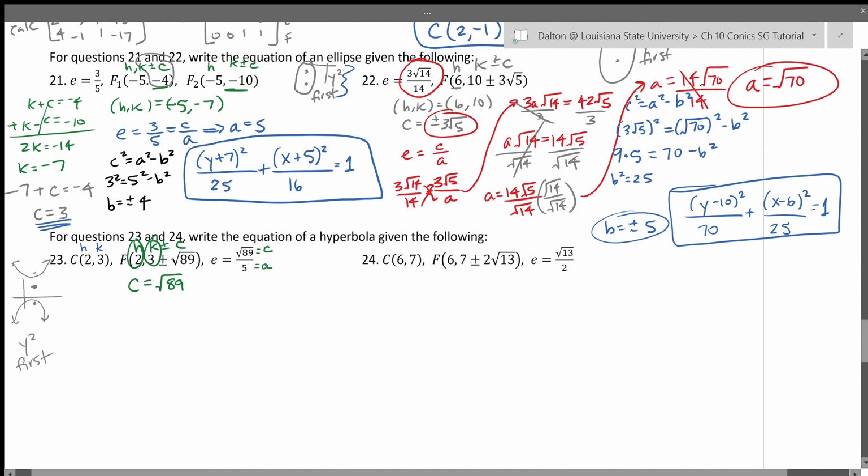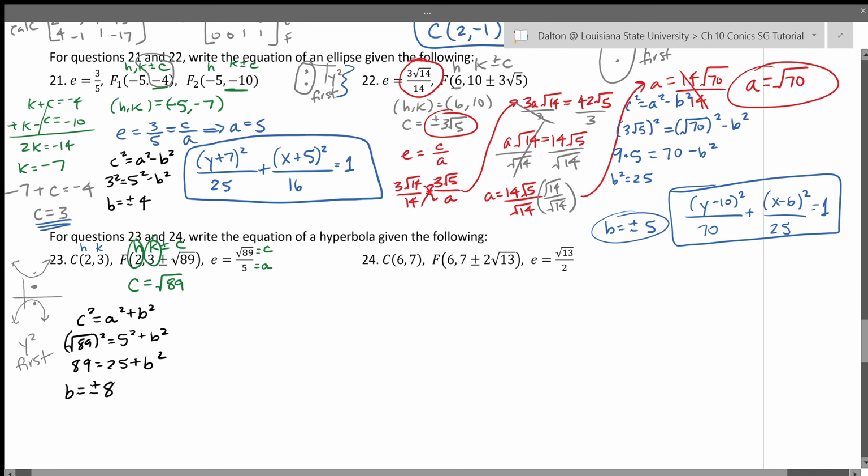equal to 5. So then if I do my relationship in a hyperbola of a, b, and c, c squared is equal to a squared plus b squared. So then that'll be the square root of 89 squared is equal to a squared, which is 5 squared, plus b squared. Well, the square root of 89 squared is just 89 equals 25 plus b squared. If I subtract 25 from both sides, I get 64.